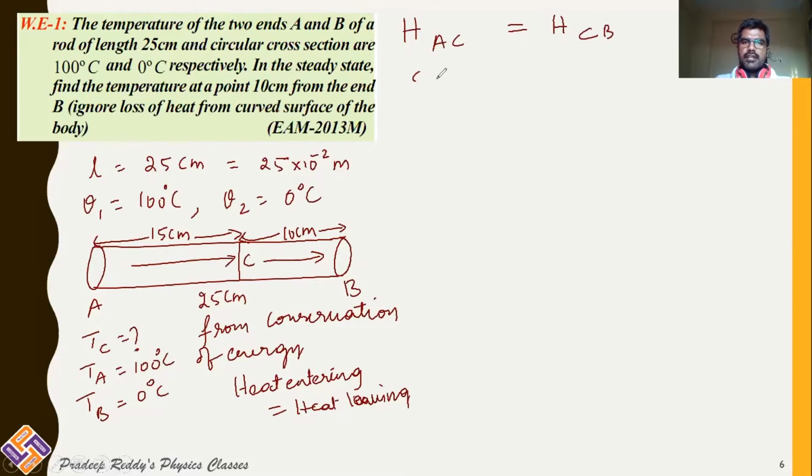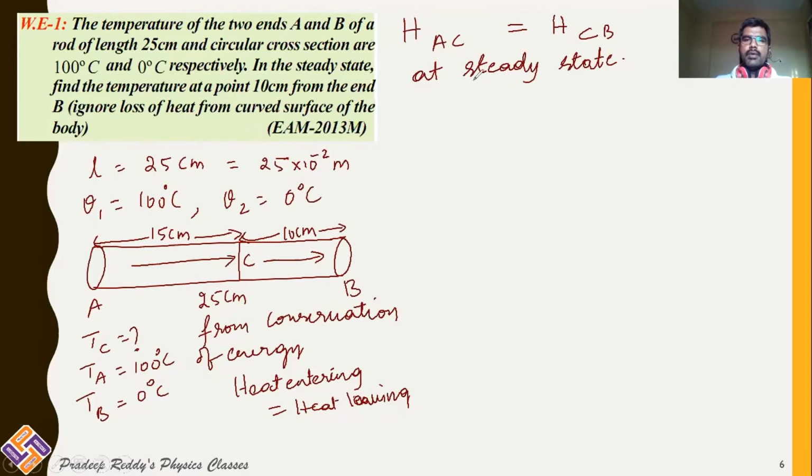This is at steady state. At steady state, in the sense, we are avoiding transfer of heat energy from this material to the surroundings. Practically, there will be some loss of heat energy from rod to surroundings, but we are avoiding that. So at steady state, whatever heat goes from A to C, the same amount of heat is transferring from C to B.